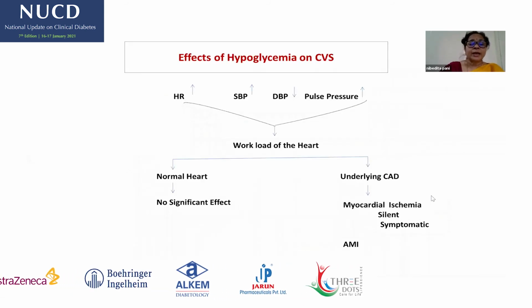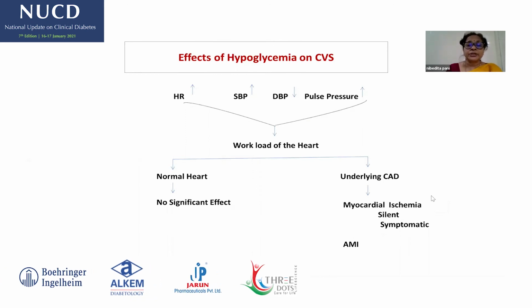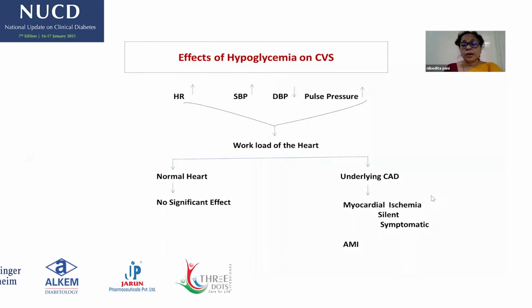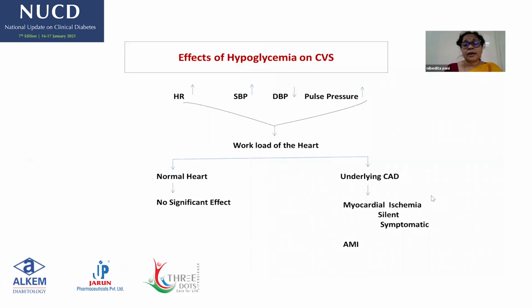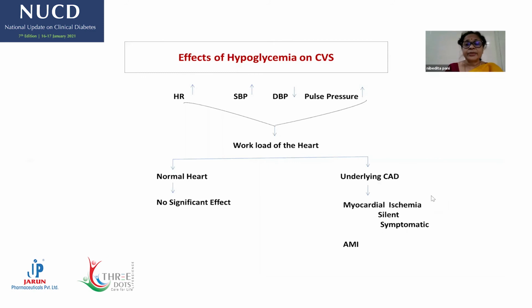So what are the effects of hypoglycemia? As you know, effects on heart rate, systolic blood pressure, diastolic blood pressure, pulse pressure, and workload on the heart. So underlying, you can go to underlying coronary artery disease, myocardial ischemia, silent or symptomatic AMI.